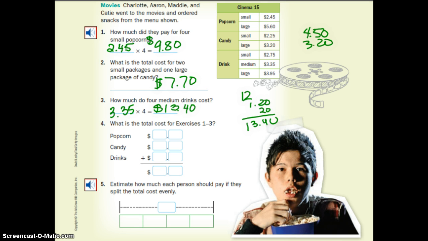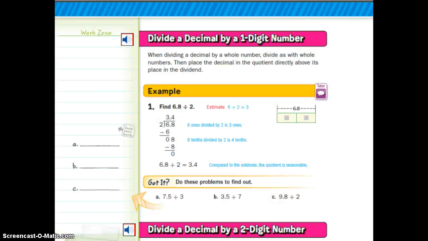What is the total for each? We know the popcorn was $9.80, the candy was $7.70, the drinks were $13.40. That's 11, that's 19. Carry 1, that's 10. That's 20, so $30.90. Estimate how much for each. We know that there are 4 people. So let's go 32, and there are 4, so that would be 8 here, 8 here, 8 here, and 8 here. So each person is going to pay approximately $8. So let's get to the lesson.